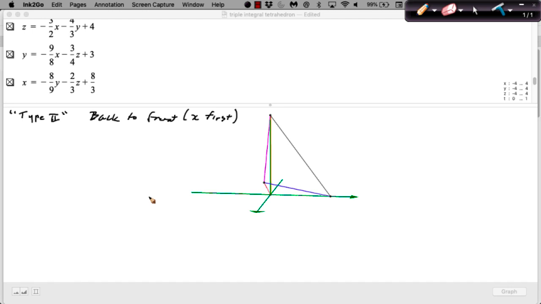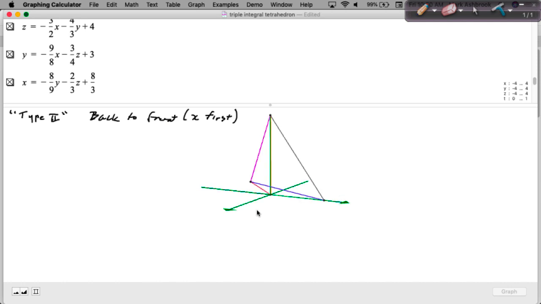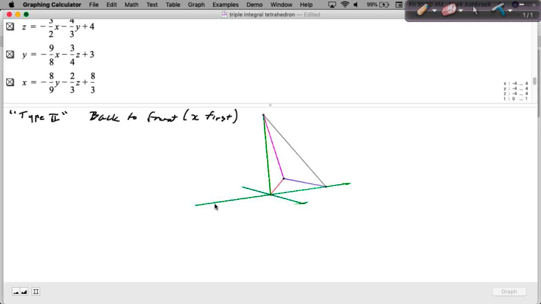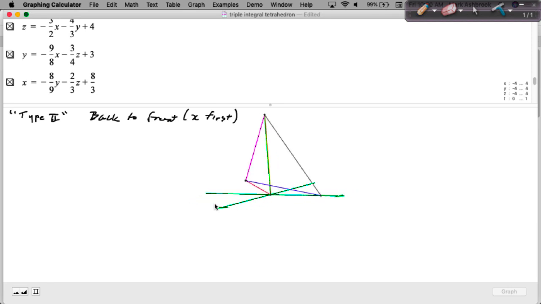All right, so what is the back and what is the front of this thing? We'll start with the back. I'll give it a spin again. There we go. What's the back and what's the front in terms of x?